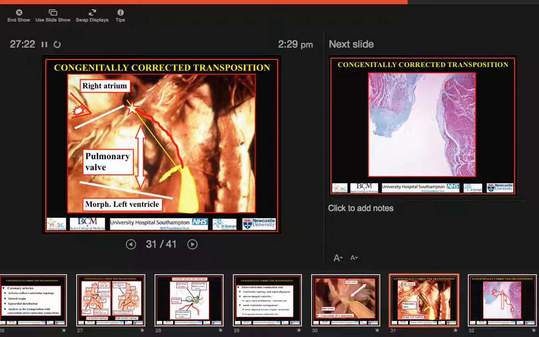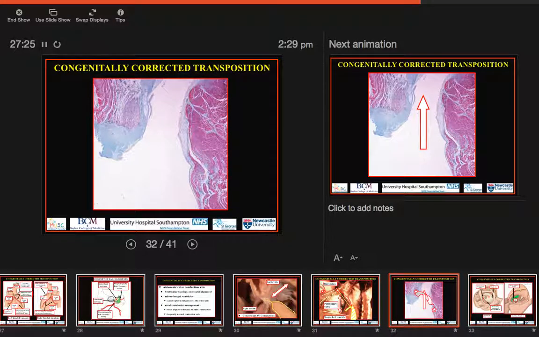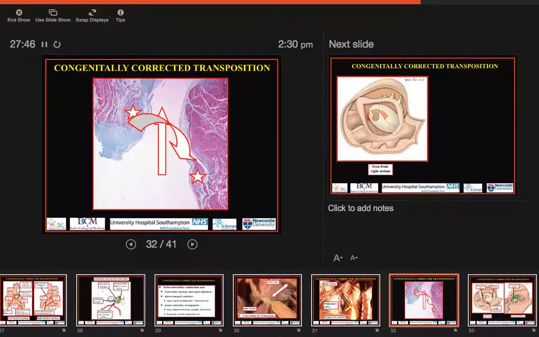And we know that, because in fact, one of the first pieces of work I did, even before I went to Amsterdam and met Anton Becker, when I was working in Liverpool, we serially sectioned a heart from a patient with congenitally corrected transposition. We cut through the subpulmonary outflow tract. We showed the anterior AV node, the anterior bundle, and we showed that the conduction axis passed in front of the pulmonary outflow tract.